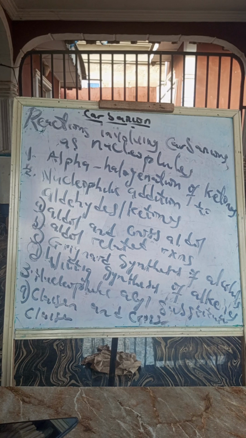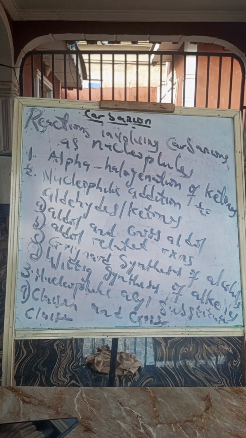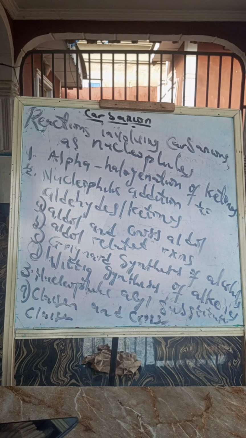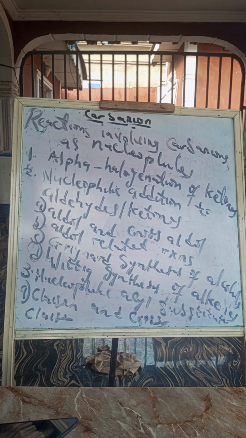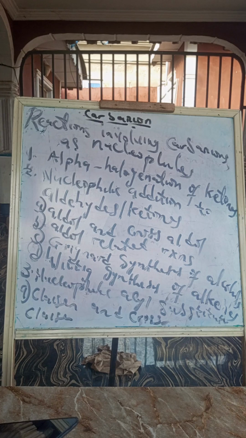The last one we will also consider is the Michael addition to alpha beta unsaturated carbonyl compounds. In this scenario, we also consider the Robinson annulation, which will be put in place. The first reaction of carbanions to be considered is the alpha halogenation of ketones.